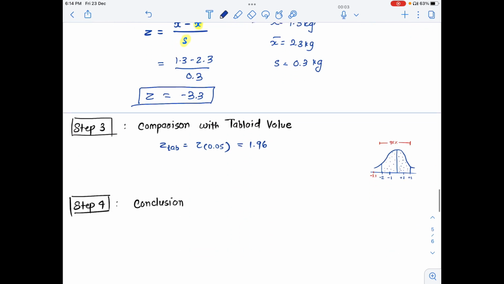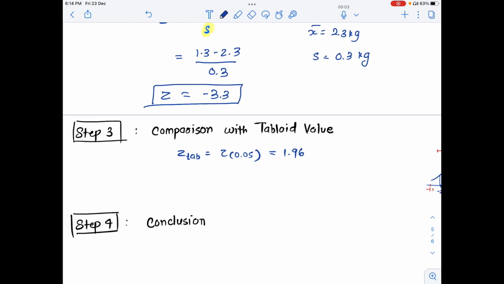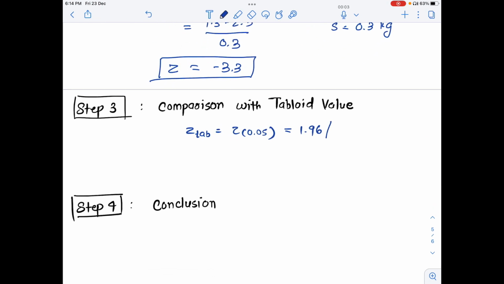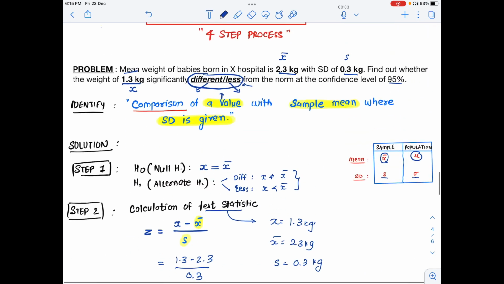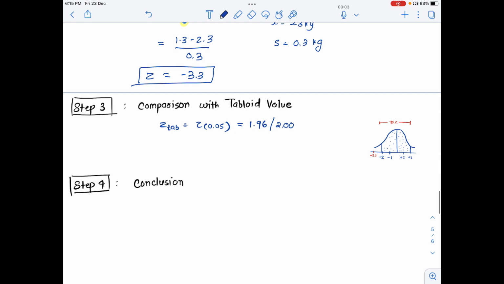Now for this z value, step 3 will be comparison with tabulated value. Now what is tabulated value? It can also be 2. Tabulated value is, we were given that confidence level was 95%. Now 95% confidence level means that alpha is equal to 0.05. You can calculate it by 100 minus 95 and then dividing it by 100.